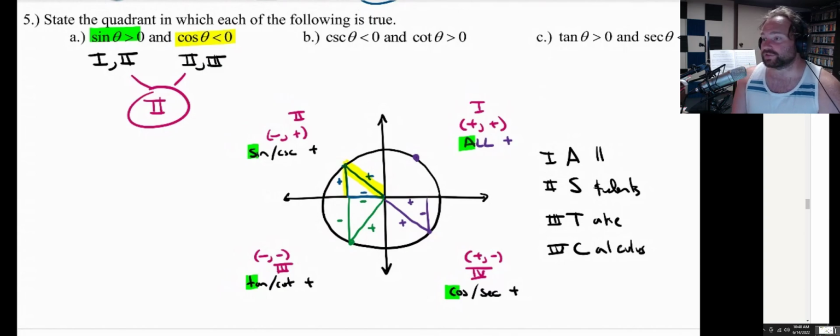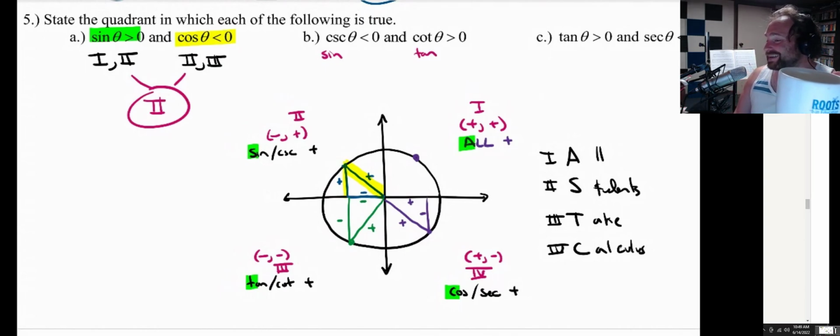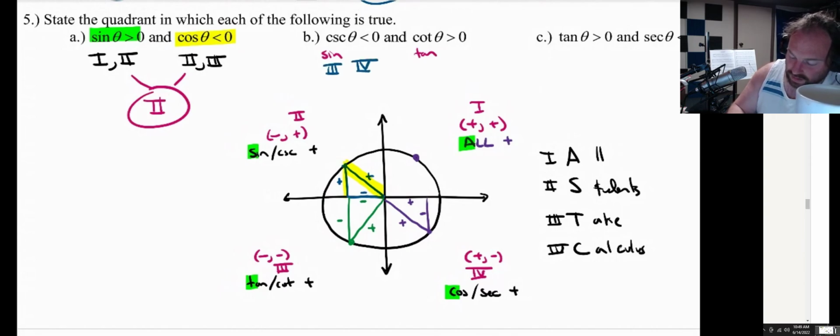How about question B? Where is the cosecant less than 0 but the cotangent greater than 0? Might be worth putting sine down here and tangent down here, since they have the same plus-minus relationship, since they're just reciprocals of each other. So where is the cosecant or the sine negative? Well, that happens whenever the y value is less than 0. That happens in quadrants 3 and 4. Cotangent is positive whenever the tangent is positive, and that happens whenever the x's and y's have the same sign. And that happens in quadrant 1 and quadrant 3. And so the marriage of these two groups is quadrant 3.